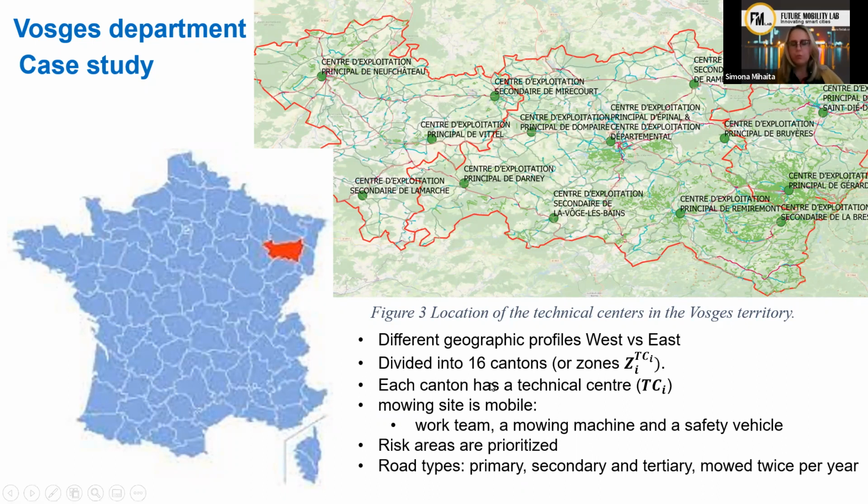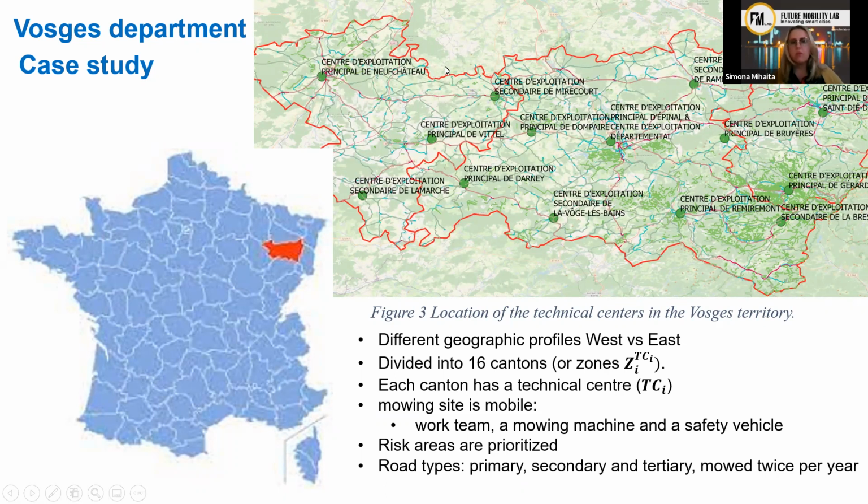In total, there are what they call 16 cantons, or, if it's easier to understand, zones. We denote by ZITCI a zone which is allocated to a specific technical center that you see here. This technical center is responsible for all the mowing and maintenance activities inside the region. Each technical center has a dedicated team that works there, and they have a mowing machine and specific regulations and standards that they need to respect on a yearly basis.